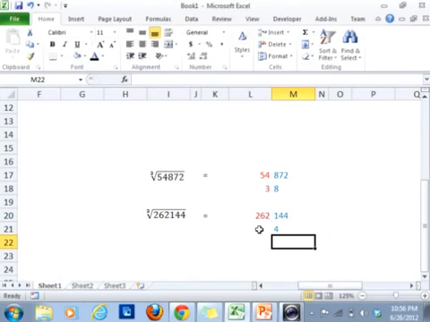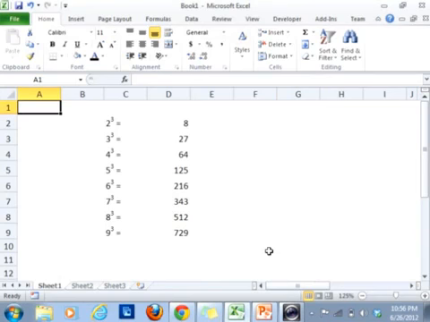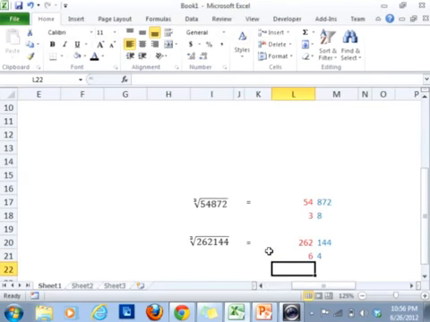And then 262. What is the largest cube I can remove from 262? 6 cubed is 216. The answer is 64. So now I can get cube roots in a quick way without using a calculator.